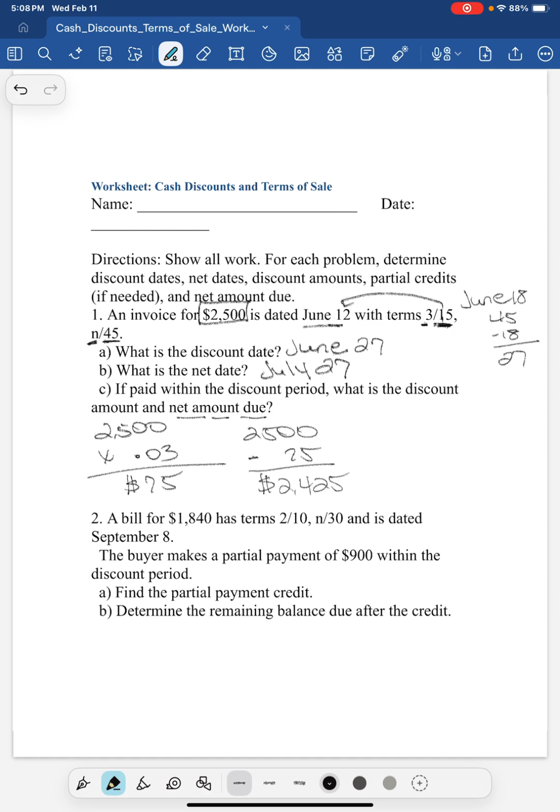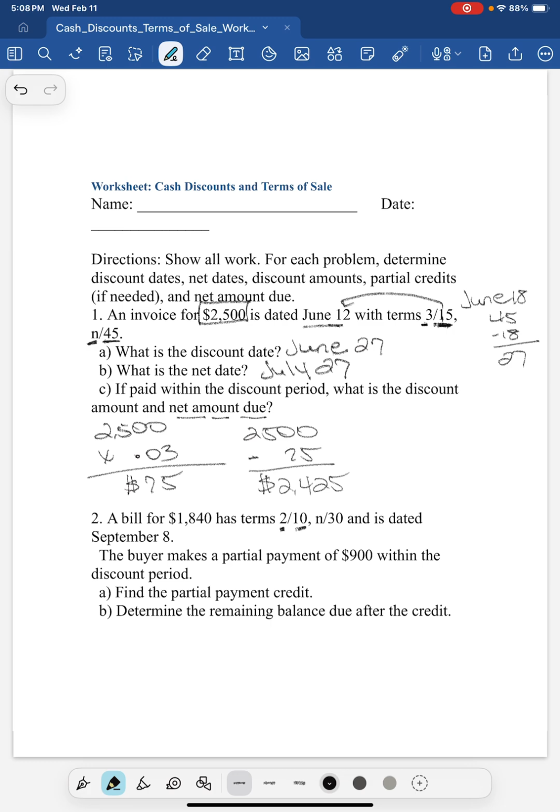Okay, now we move on to number 2, and this gets slightly more complicated, but still easy to do. You just read the information in your module. Sometimes a business might want to take advantage of this discount. They can get a 2% discount if they pay within 10 days, but they may not quite have enough money to make the whole payment.